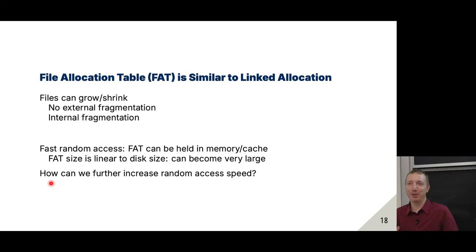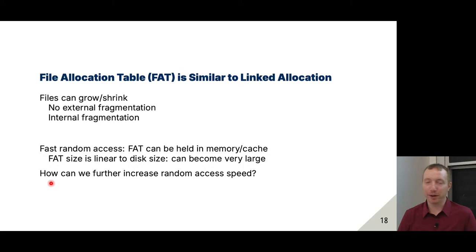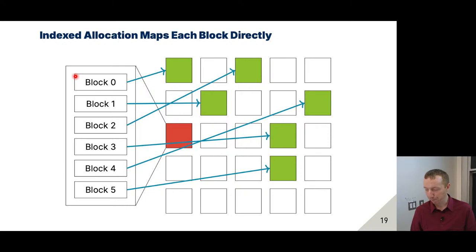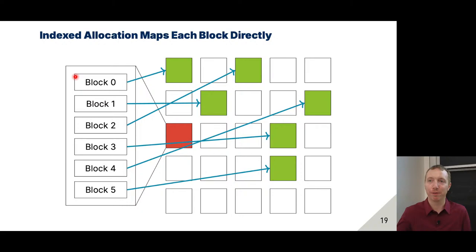All right. So an idea could be, well, I could just use an array to describe a file instead. So maybe I do that. So each file, I just use a block and it is an array of pointers to blocks. So then I don't have to traverse anything. So let's say I use this block as just storing an array of pointers. So this red block would describe my file.